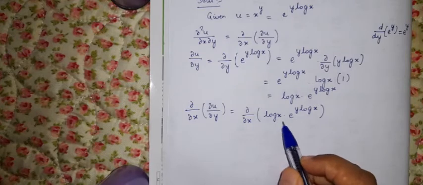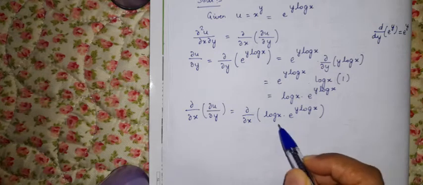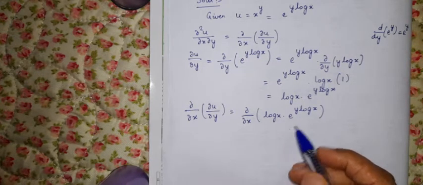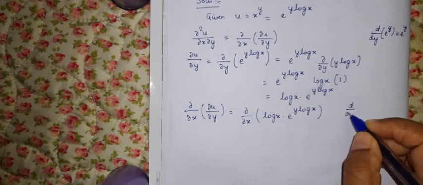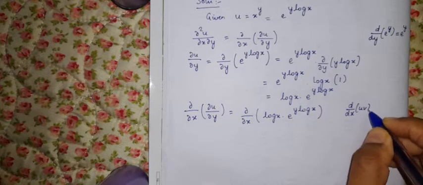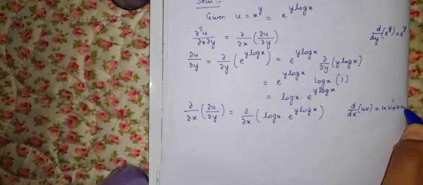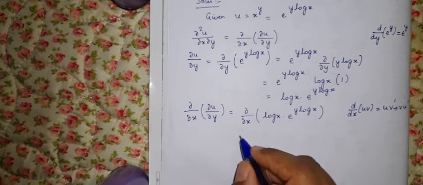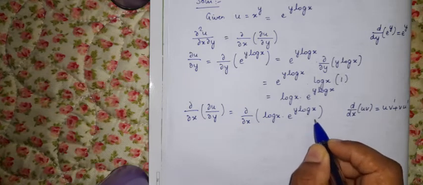Here you are differentiating with respect to x. You have two terms here, multiplication of two terms. In both the terms you have x value. So you can go for the UV method. You have a formula for this. d/dx of uv is equal to u into v dash plus v into u dash. Use this formula here. This is u value, this is v value.